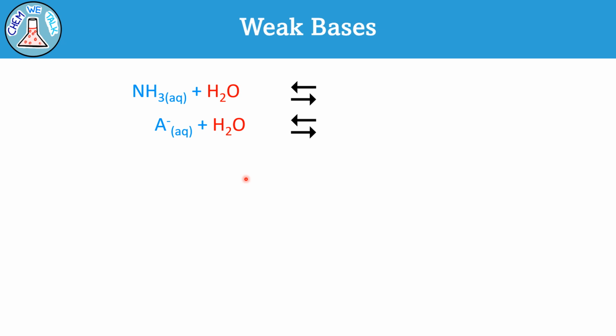Okay, now moving on to weak bases. The reaction is going to proceed very similarly, and we can use the Bronsted-Lowry definition. So in NH3 in water, a base is going to accept the hydrogen from the acid, so it's going to produce NH4 plus and OH minus, so we can still see the OH minus being produced.